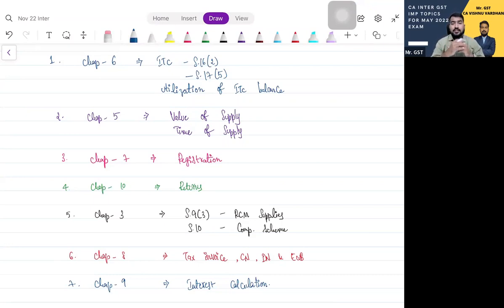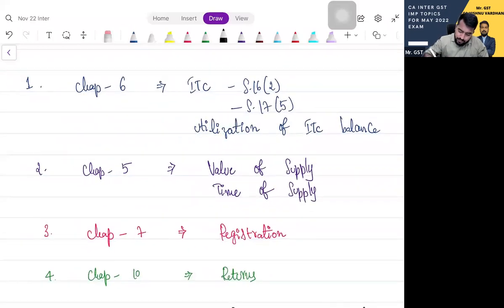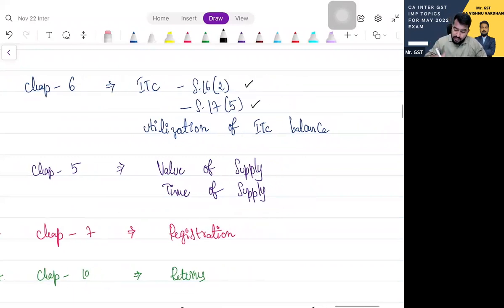To answer that question, you should be very thorough with the input tax credit chapter. You should be thorough with section 16 subsection 2, the conditions for availing ITC, and section 17 subsection 5, the blocked credits, and most importantly, how you utilize the ITC balance. The utilization of ITC balance is going to be very crucial.